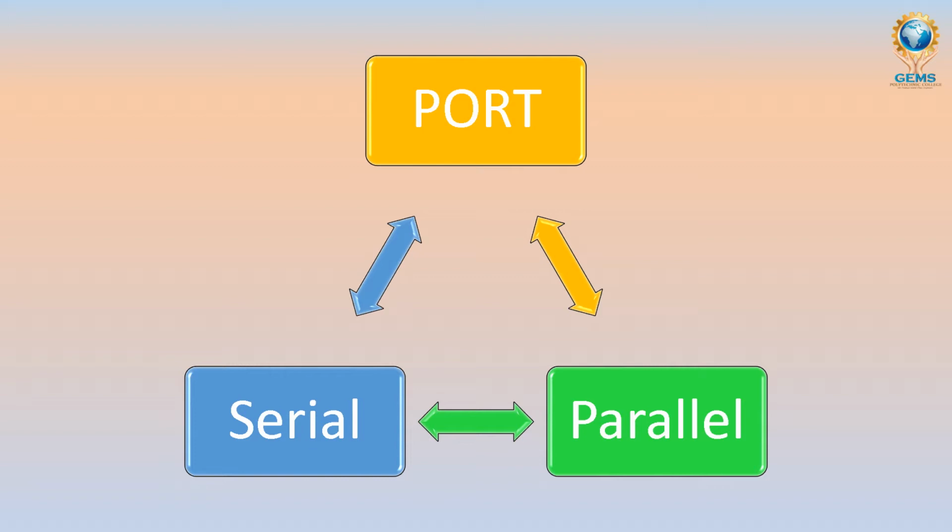And second is parallel. Parallel means we can transmit data or information at the same time to different locations or to the same location. So we can say that ports are of two types, that is serial and parallel. We can have a look at this.